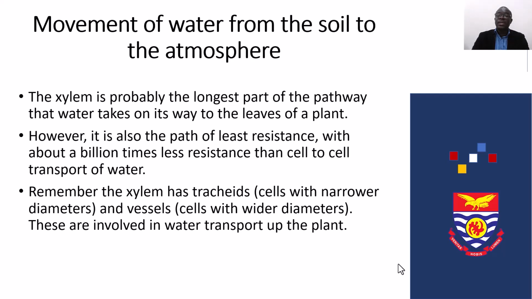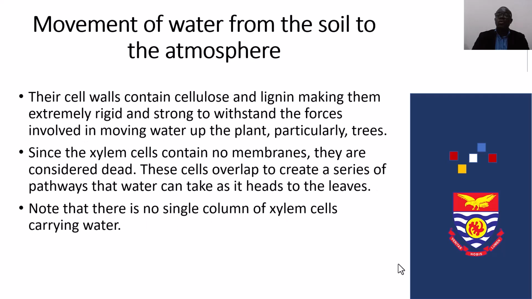The xylem is probably the longest part of the pathway that water takes on its way to the leaves of a plant. However, it is also the path of least resistance, with about 1 billion times less resistance than cell-to-cell transport of water. Remember, the xylem has tracheids, cells with narrower diameters, and vessels, cells with wider diameters. These are involved in water transport up the plant. Their cell walls contain cellulose and lignin, making them extremely rigid and strong to withstand the forces involved in moving water up the plant, particularly trees.